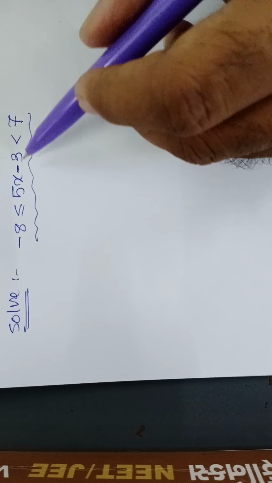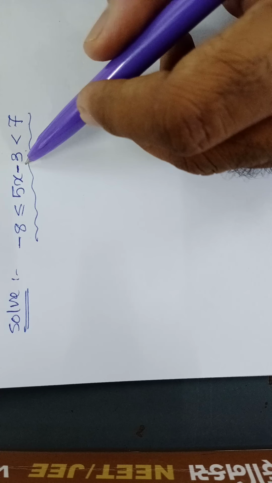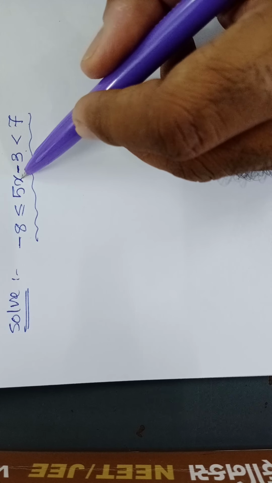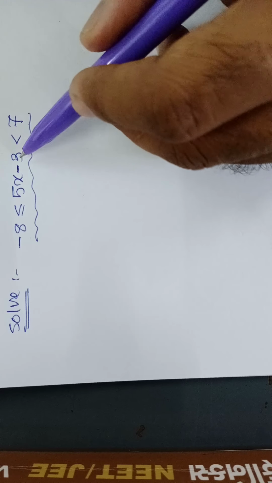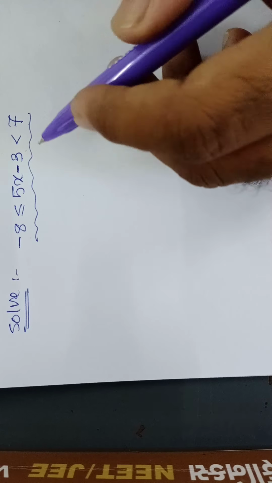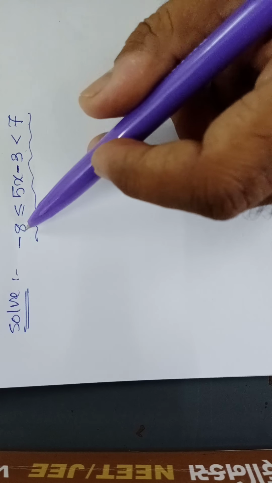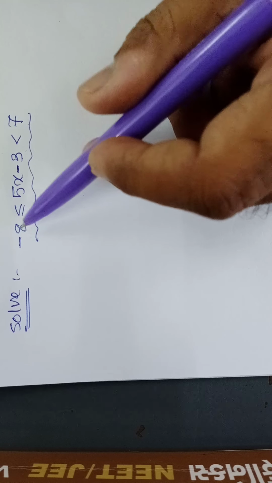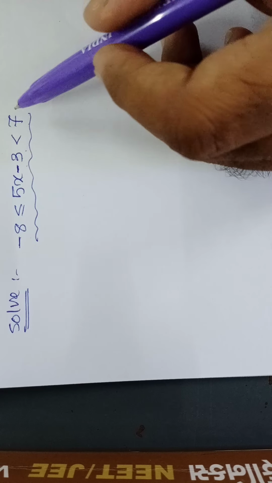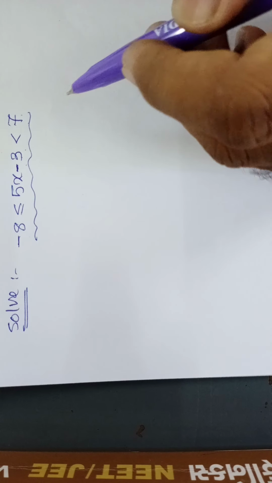First of all, try to remove this -3. It means in inequality we have to find x, right? So first of all we try to remove this -3. How can we remove? Add 3 on both sides. So add 3 in the inequality. So when you add 3, then you have to add 3 in all three terms. Add 3 here, add 3 here and add 3 there. It means let us add 3 in this inequality.